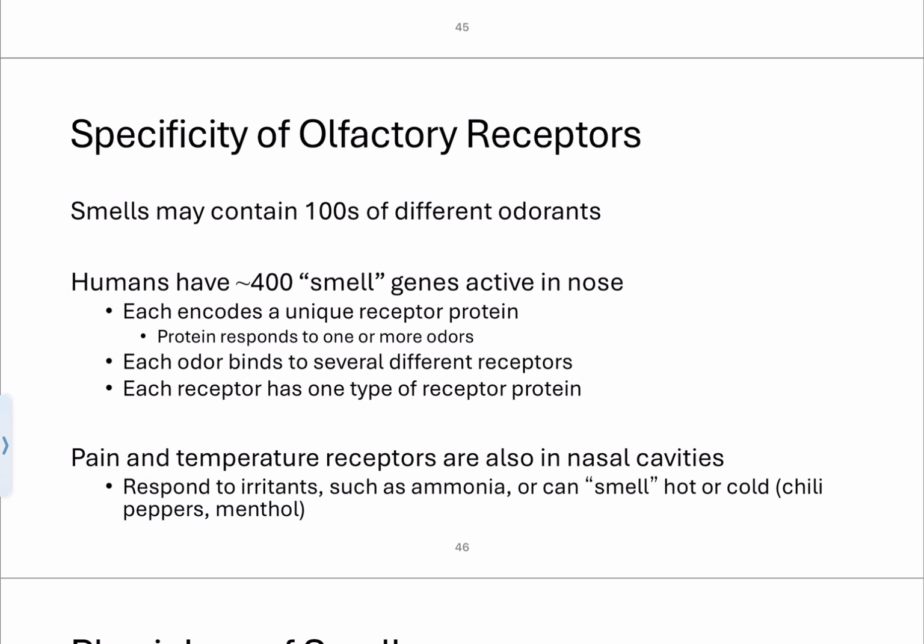So, when we're talking about smells in general, each smell can contain hundreds of different odorants. There are about 350 to 400 different odorant receptors in humans, or genes for these, and each receptor responds to one or more odorants, and each odorant binds to several different receptor types. However, each receptor cell has only one type of receptor protein.